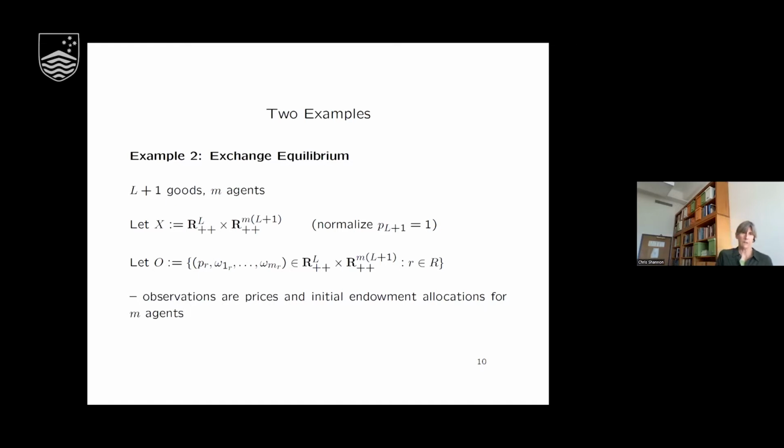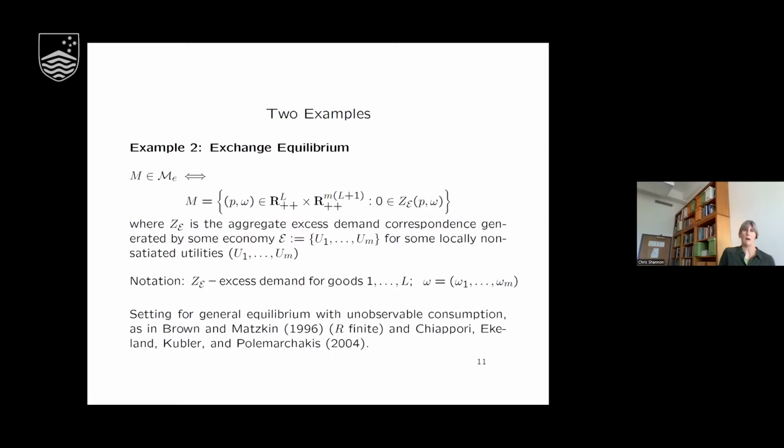So what's a model in this environment? Again, a model is going to look complicated but be very natural. It is just the graph of the equilibrium correspondence for some specification of locally non-satiated utilities for each of the M agents in the economy. Again, this is unpacking what the displayed equation says. A model is all the possible prices and endowment profiles for which 0 is an element of the aggregate excess demand correspondence at that price vector P and initial endowment profile omega. The Z with the E subscript is the aggregate excess demand correspondence generated in this economy, and the E notation keeps track of the utilities of the M agents.